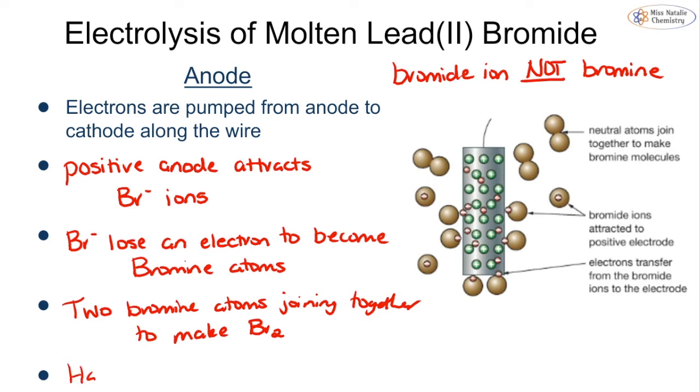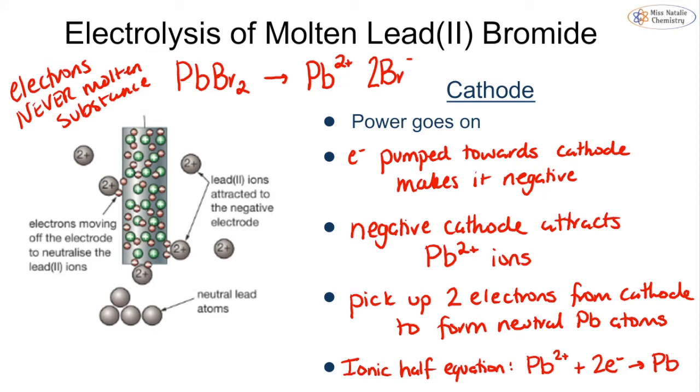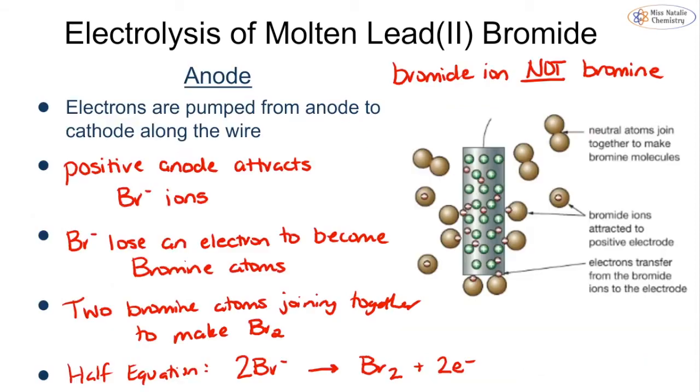And again, we can write a half equation for this. So we have got a Br-, and we're going to be forming bromine atoms, but in reality, we actually form bromine molecules. So we need 2 bromide ions, and they each lose an electron, to give Br2 plus 2 electrons. And if I go back, you will notice that the electrons for the cathode are on the left-hand side of the arrow. For the anode, they are on the right-hand side.